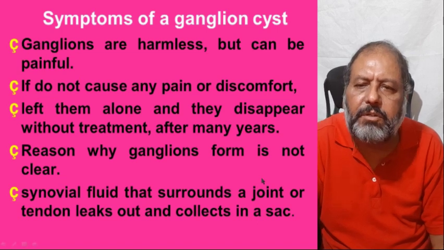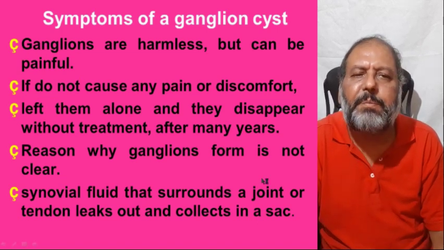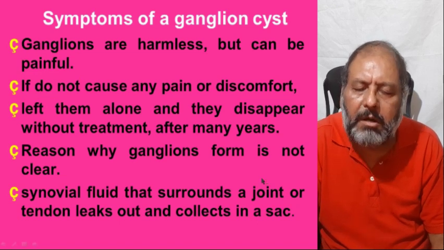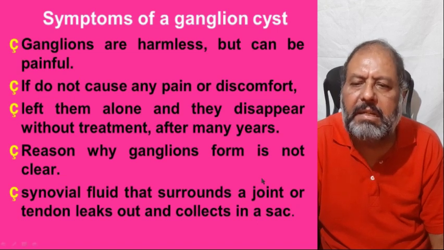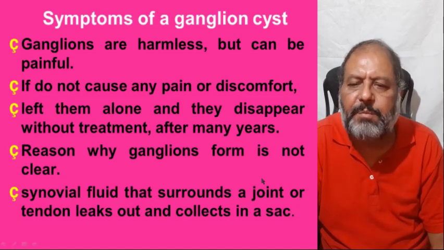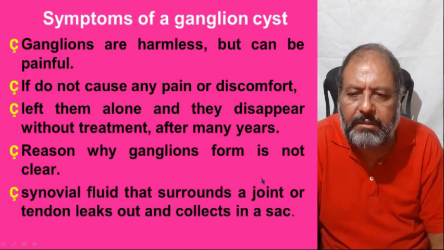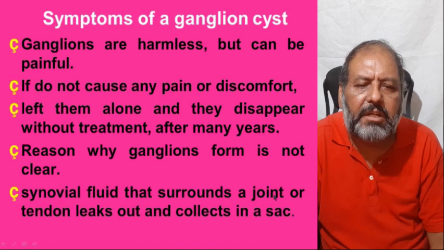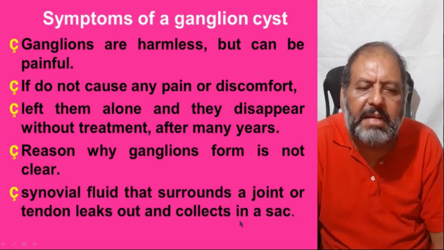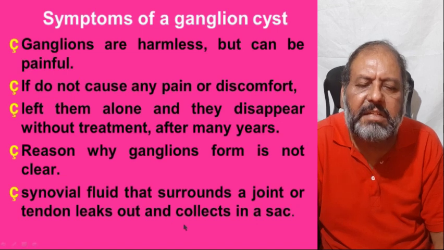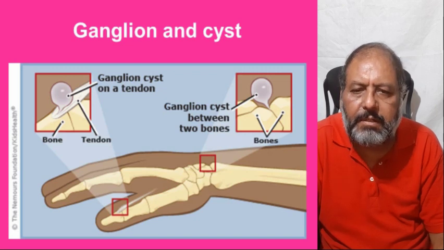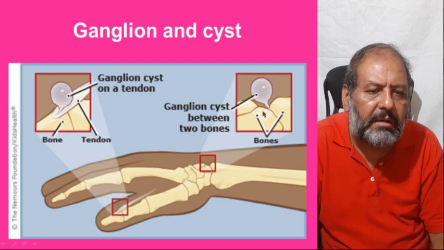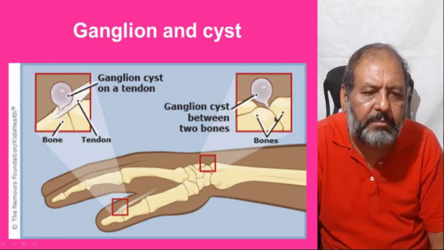So the symptoms continued. Ganglions are harmless but can be painful if they are lying on or pressing any nerve. If they do not cause any pain or discomfort, leave them alone and they may disappear without treatment after many years. The reason why ganglions form is still not very clear. Synovial fluid that surrounds the joint or tendon leaks out and collects in a sac to make this ganglion cyst. And one can see the tendons and the bones, and the ganglion cyst appearing between these two bones.